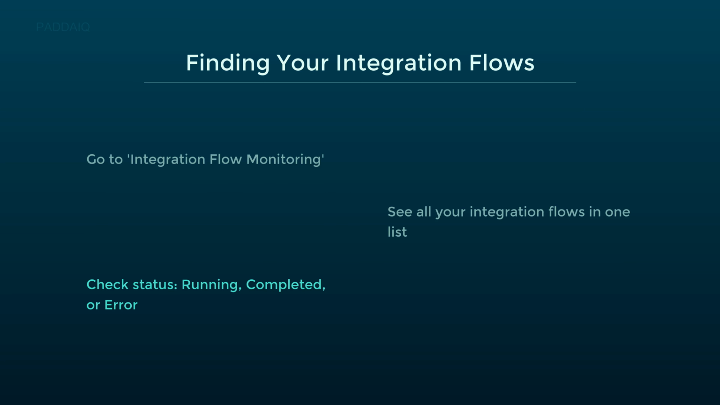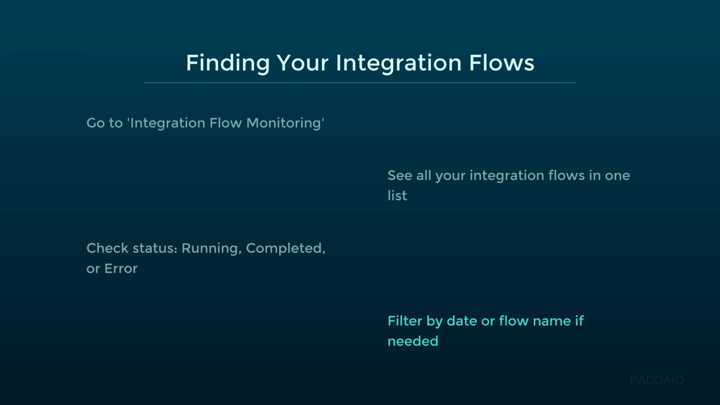Check status: running, completed, or error. This means monitoring your integration flow's current execution state to know if it is actively processing, finished successfully, or has failed. For example, after submitting a sales order from your online store, you check its status in SAP BTP. This immediate status check is essential for managing your business processes effectively.